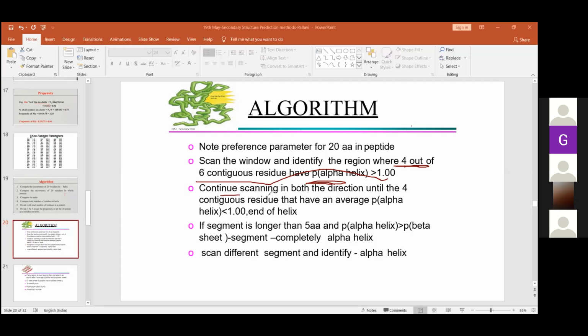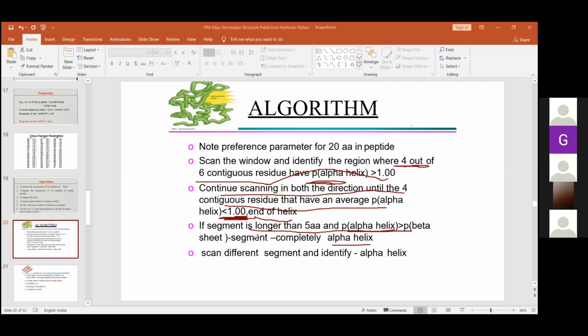We will continue scanning till we find continuous residues which have a probability to be in alpha helix less than 1. The moment we come to that segment where the probability to form alpha helix is less than 1, we will say this is the end of the helix, right? Similarly, if the segment is longer than 5 amino acids, या फिर ऐसा हो कि जहां हमें अल्फा हेलिक्स की प्रोबेबिलिटी बीटा शीट से ज्यादा मिल रही हो, तो वो फिर से हम बोलते हैं कि ये भी अल्फा हेलिक्स होगा.